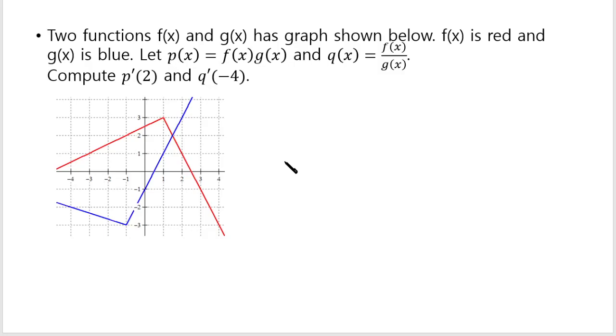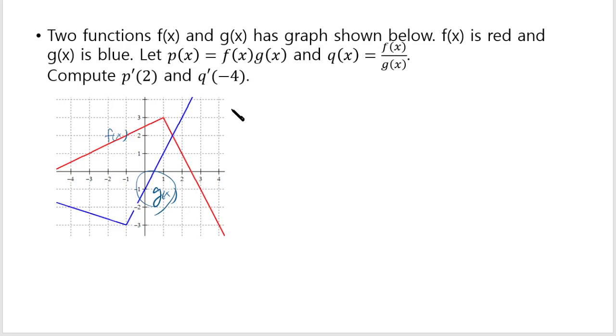Two functions f(x) and g(x) are shown in the graph here. The red one is f(x) and the blue one is g(x). If you define p(x) as the product and q(x) as the ratio f over g, the question is to compute p'(2) and q'(-4).